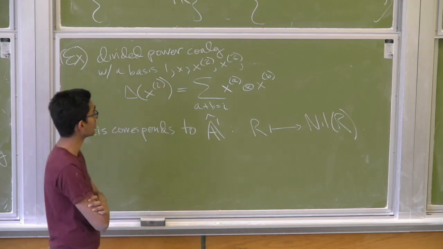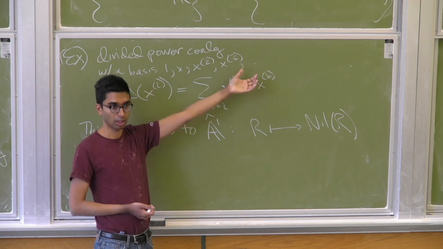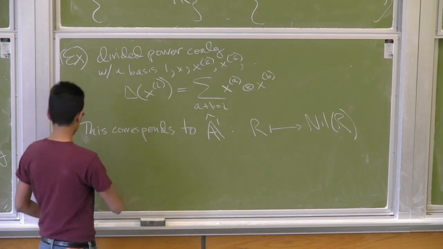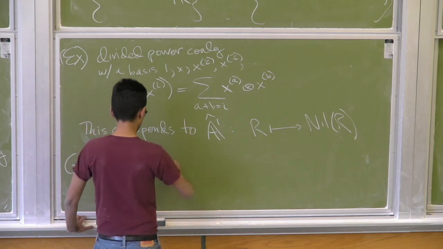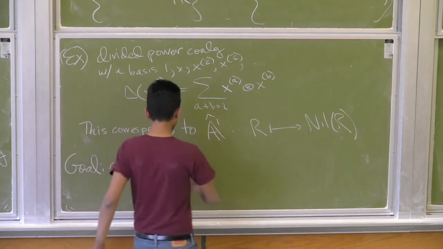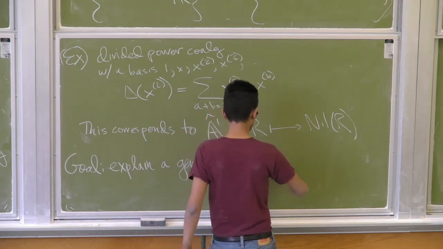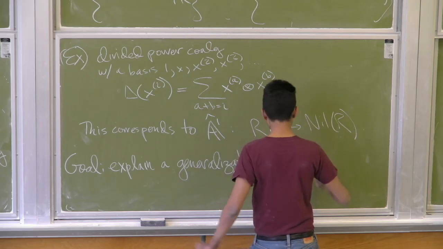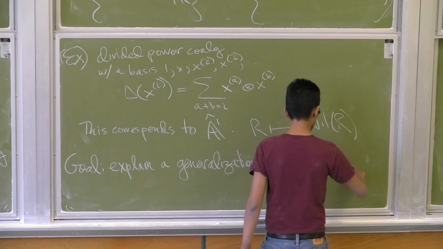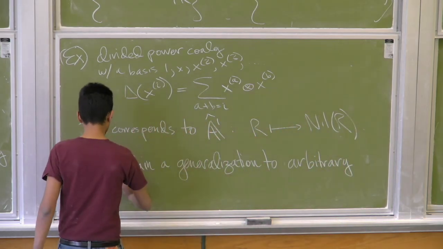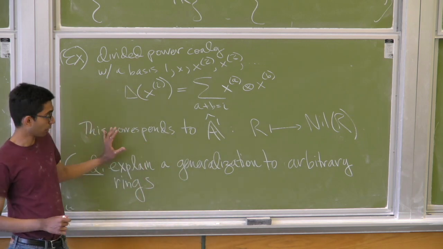So I wanted to explain a generalization of this where K is allowed to be a more general ring, an arbitrary ring. That's my goal for today, first of all.